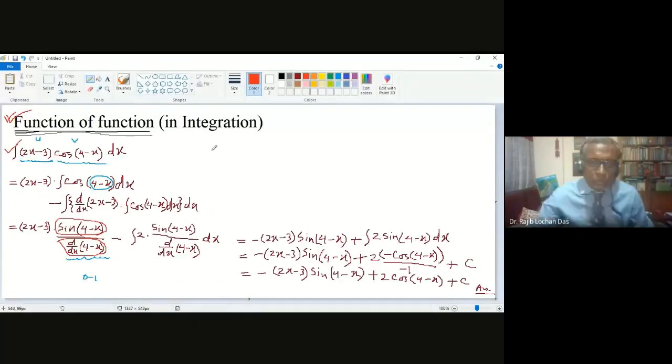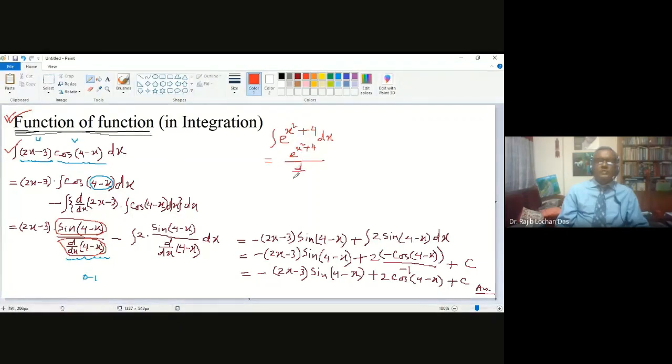So I am showing one example. Say, for example, there is another question, and the question is e to the power x square plus 4. If you apply the same technique, the same idea, it will be e to the power x square plus 4, where the whole x square plus 4 part is the power. So this is the power, and then divided by d/dx of x square plus 4.